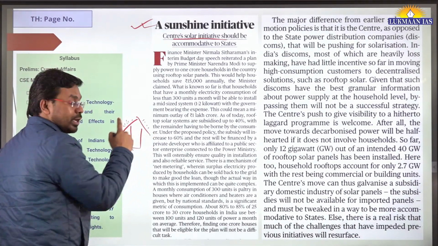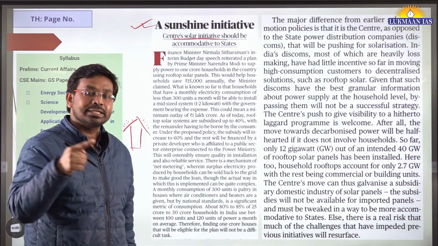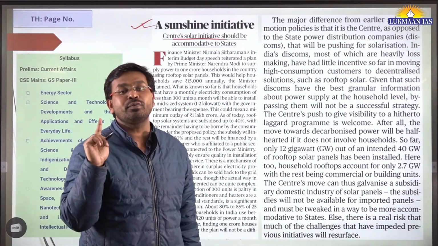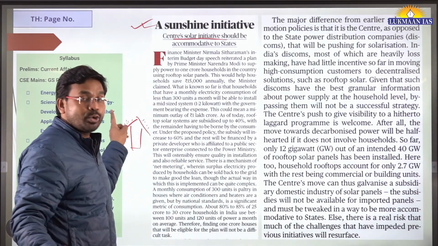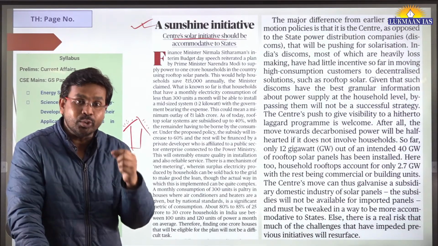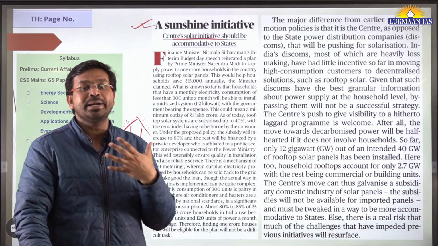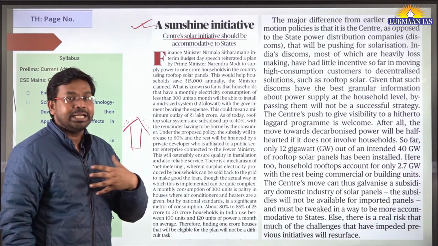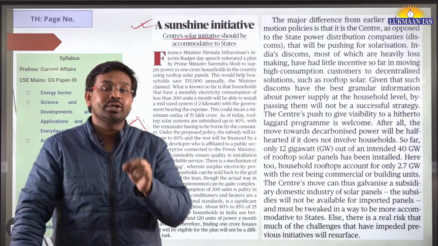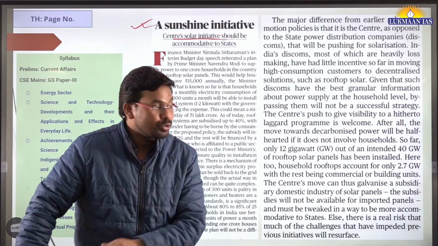Okay, why solar rooftop? Because if we use solar panels, it will reduce the consumption of electricity that is based on fossil fuel. So this is going to be a green initiative. It's going to reduce our carbon footprint. We will be able to reduce the carbon dioxide emission from India, and it will help India to achieve the net zero target by 2070. So this is the thing.